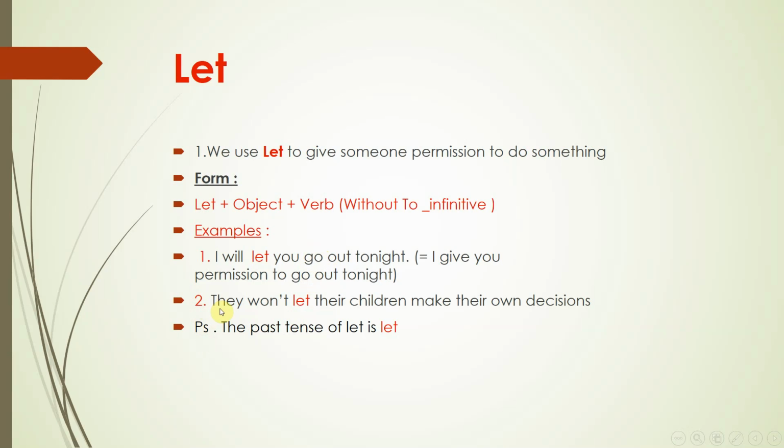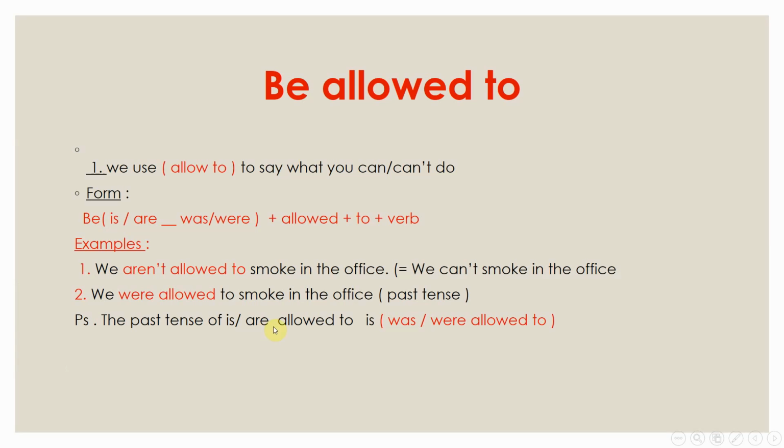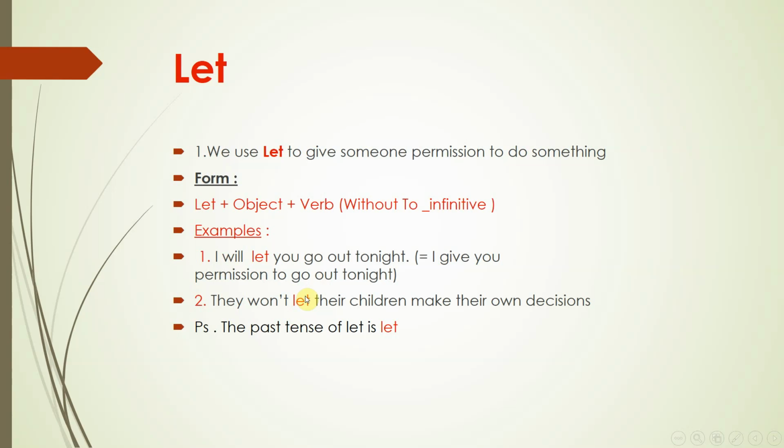Look at example number two. We have they won't let their children make their own decisions. So we have let plus the object, which is their children, and their children is followed by the infinitive verb, which is make. You have to know that the past tense of let is let. So the rule says that if we have the permission for somebody to do something, we use let, and the construction is let plus the object plus the infinitive verb, بمعنى السماح للشخص معين القيام بشيء معين.